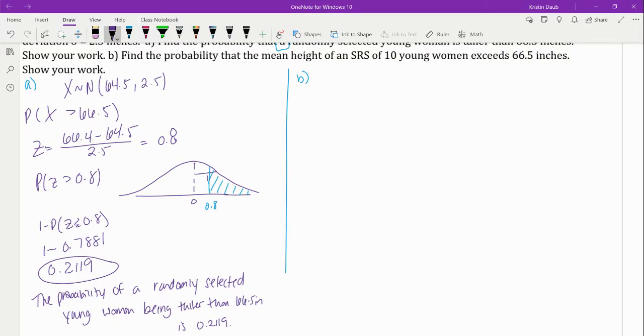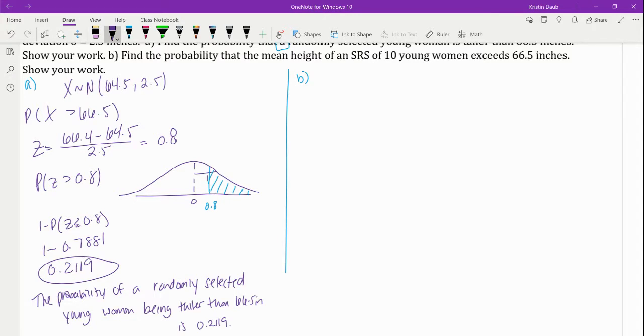Part B is slightly different. So part B is asking me if I take a simple random sample of 10 young women, what's the probability that the mean height is over 66.5? So honestly, it's okay if a few of the women have heights that are under 66.5. As long as the average of the 10 women exceeds that value, then I'm in the clear and I've met the conditions for part B. So you can see how it's just slightly different here.